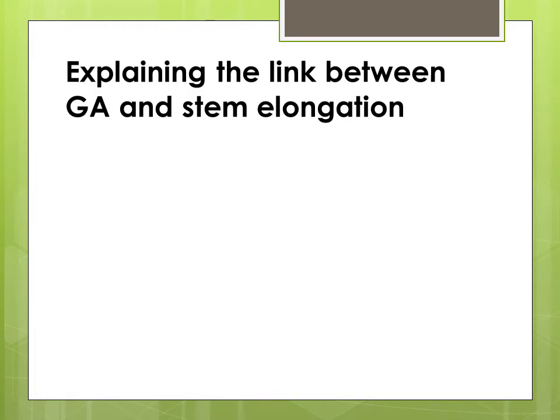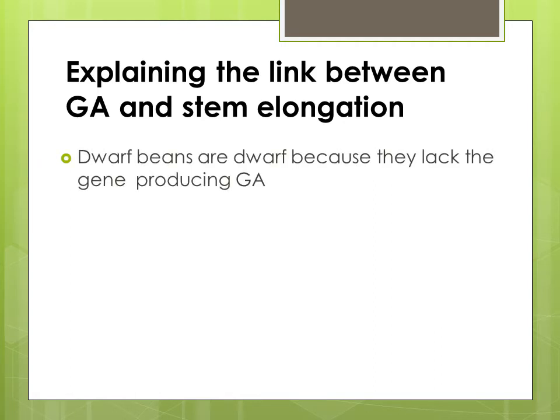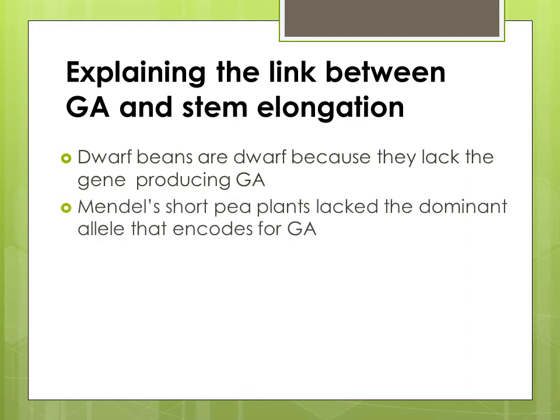Scientists were keen to research how gibberellic acid and stem elongation were connected, and one of the things they discovered was that dwarf beans are dwarf because they lack the gene producing gibberellic acid. And Mendel did quite a lot of experiments using dwarf plants, and what he found was that dwarf plants tended to be recessive, and they were therefore recessive because they lacked the dominant allele which coded for gibberellic acid. So they simply didn't make this chemical and therefore didn't grow particularly tall.